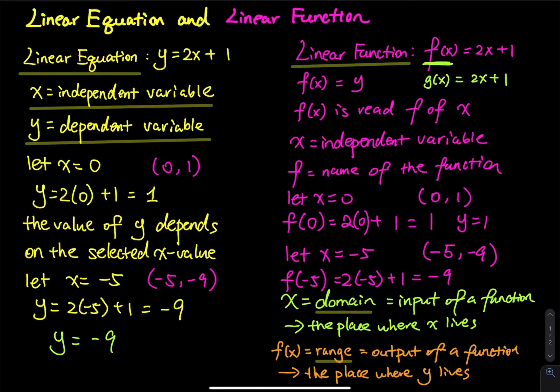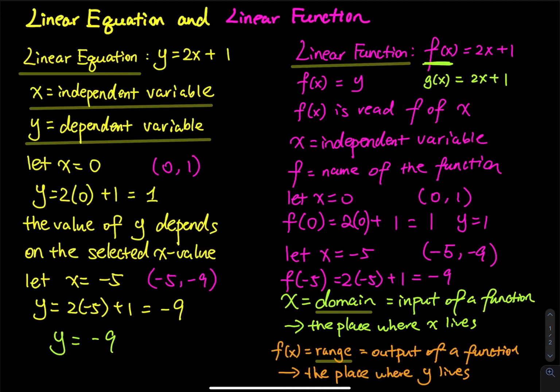Domain means the place where x lives. So in a function, you have f of x equals 2x plus 1. So x can be some value, right? Whatever x can be, a bunch of different values. Those values, we call it a domain. So that is the place.